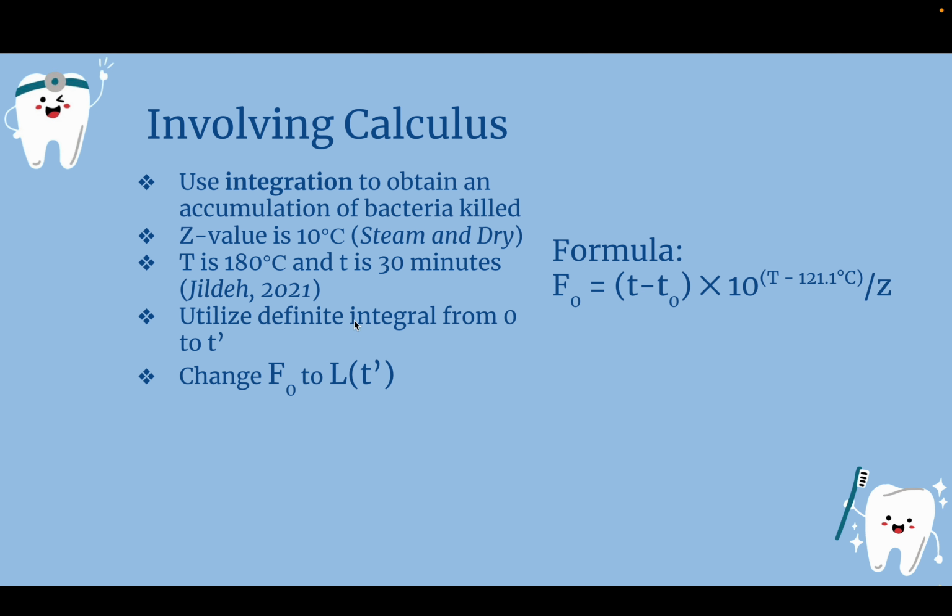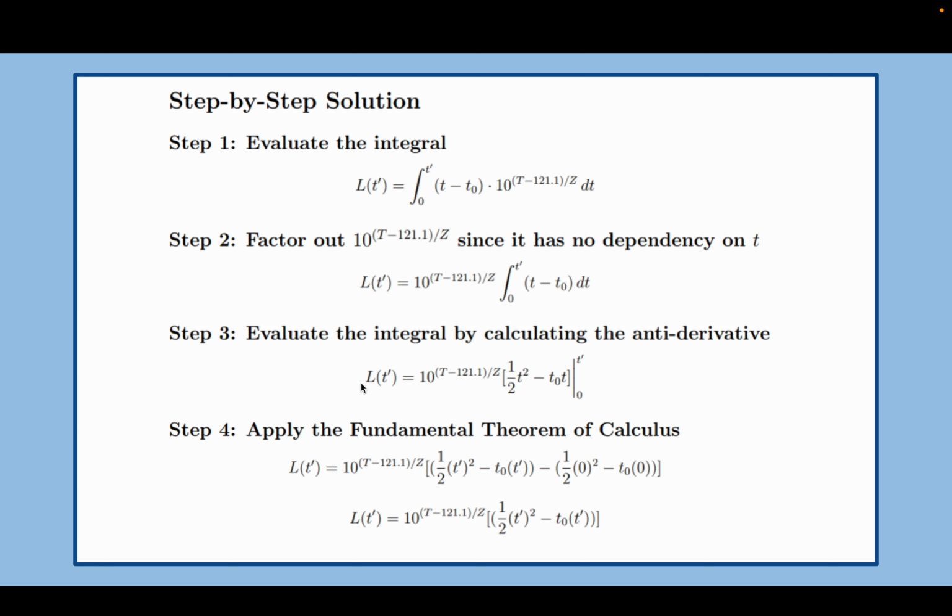And because we are trying to find the accumulation of bacteria during the entire time of the sterilization process, we're going to be using a definite integral from 0 to t prime. And just for notation's sake, we're going to change F naught to L of t prime just to make it less confusing. So let's go through our step-by-step solution.